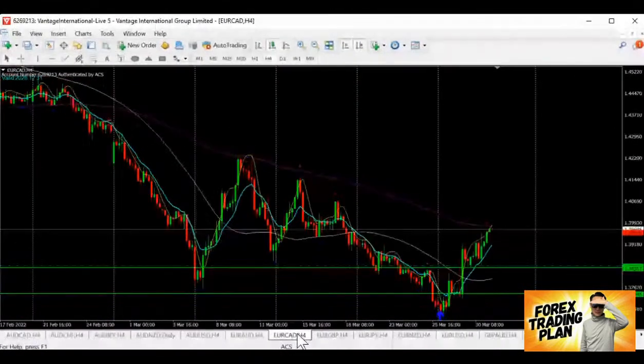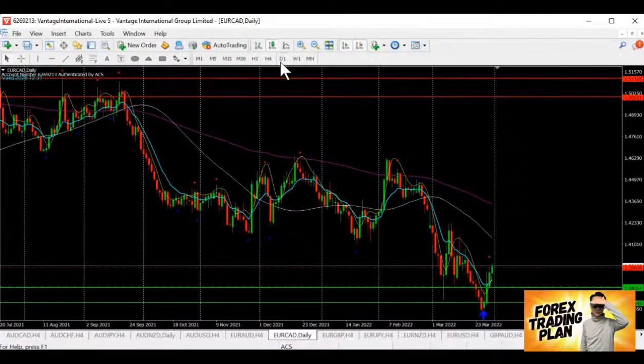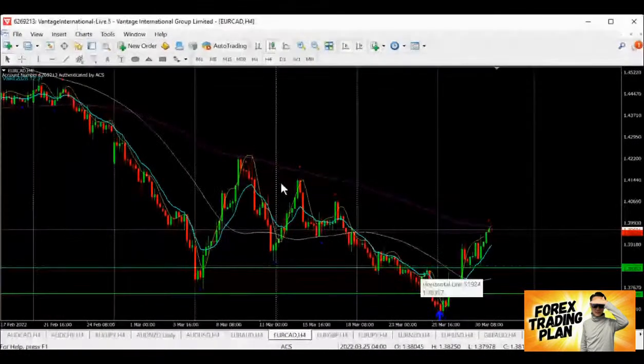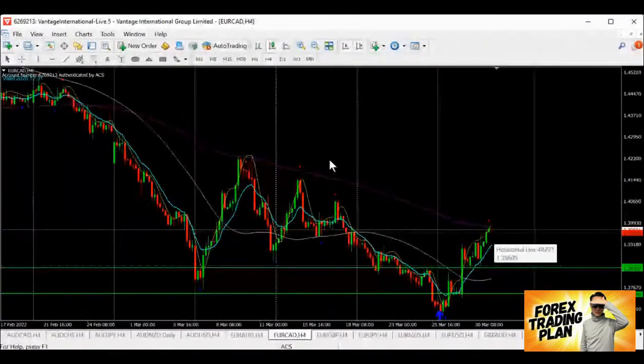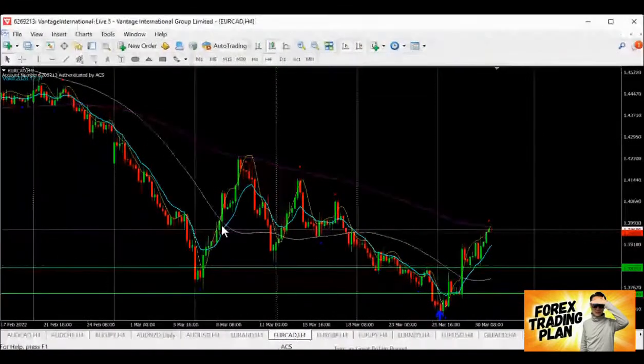How about Euro CAD? Let's take a look at Euro CAD. Today Euro looks very strong. Euro CAD is also opening up from the bull zone. The transition was here and it is actually going into the bull market. So Euro CAD has already changed the trend. It's moving strongly towards the north into the bull. For buyers, you can take note of this.